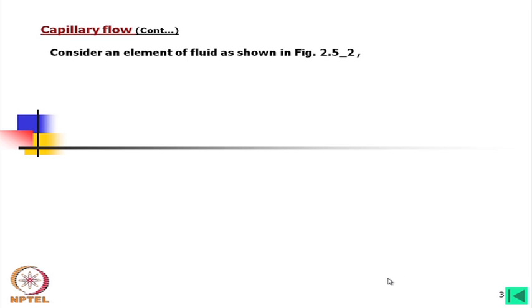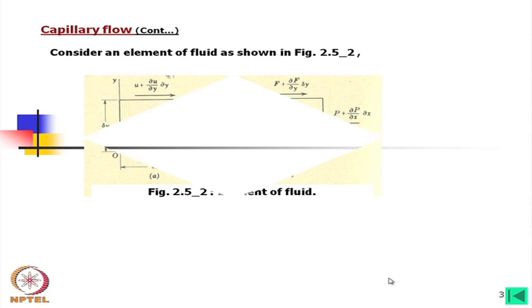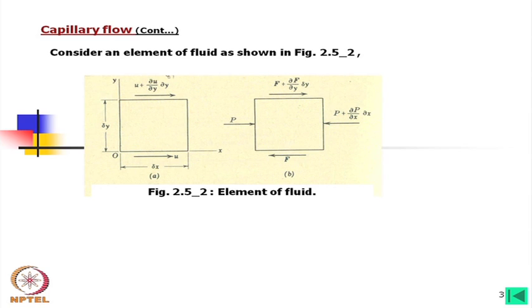Now, consider an element of fluid as shown in figure 2.52. Now, this is the figure, what element have we considered? Let us consider this is like a cube. The axis system is that along the direction of flow or direction of motion, capital U is the blade velocity, small u is the fluid velocity. In the capital U direction, the axis is x, along the h direction the axis is y, and along the transverse direction there will be the z axis.